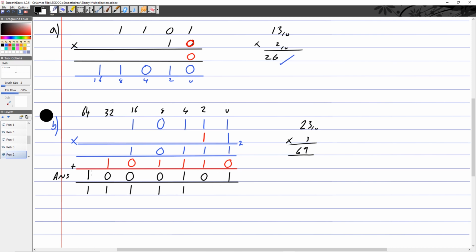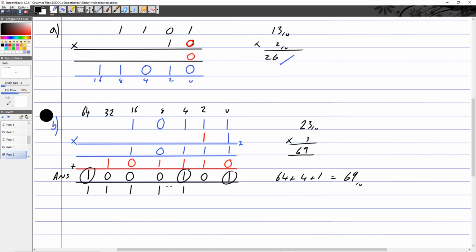So our answer is 64 plus 4, which is 68, plus 1 is 69. So we've got it correct. 64 plus 4 plus 1 is 69.